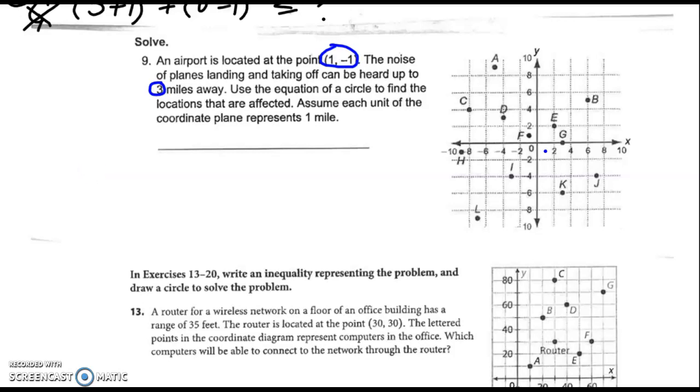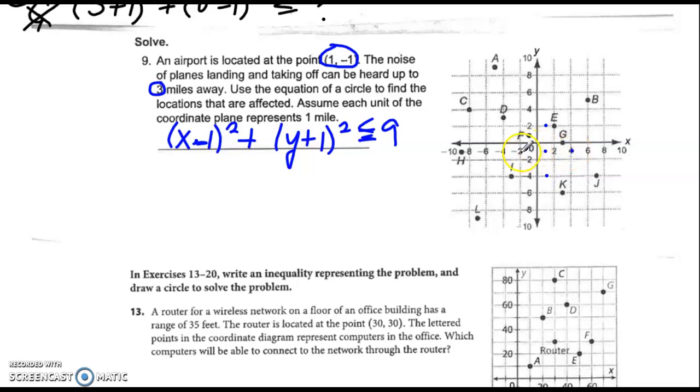There we go. So we can go (x - 1)^2 + (y + 1)^2 is less than or equal to 9. Those are the values we're going to be looking at because we're talking about the area of the circle and everything within it. So from that point that I plotted, I'm going to go up 3 units, down 3, right 3, left 3.